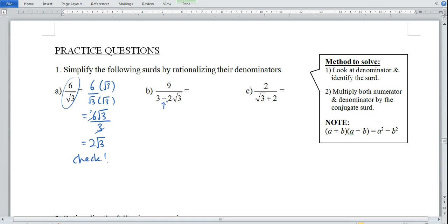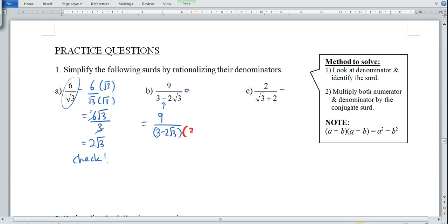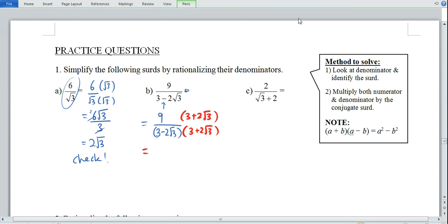So in order for me to rationalize such a denominator, I will have to make use of the conjugate property, its conjugate surd. So what I can do is to make use of the conjugate surd property and multiply both the top and below again. You have to do this to both top and bottom so that it's fair to the start of the question.